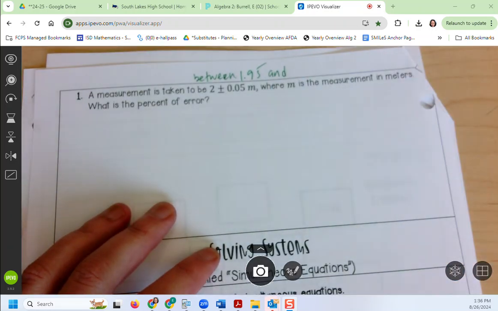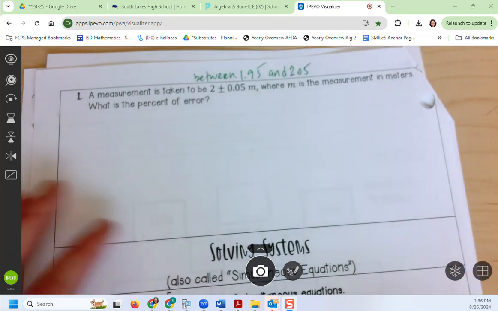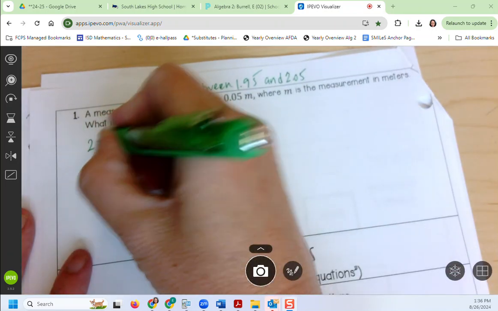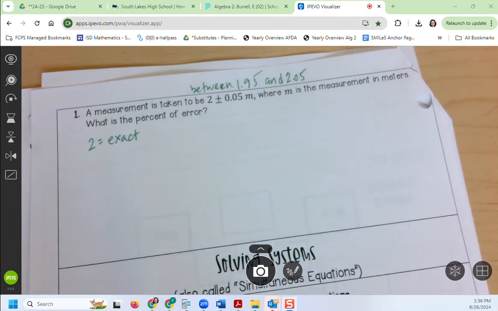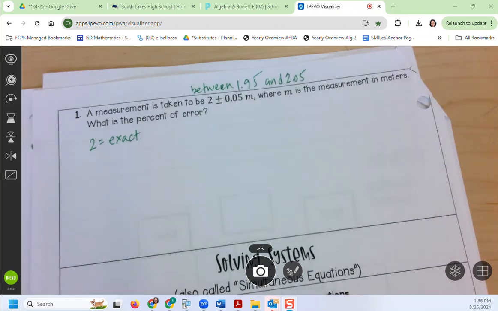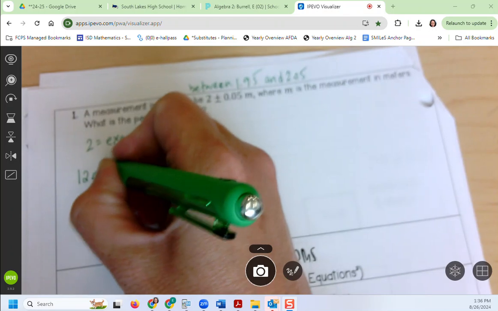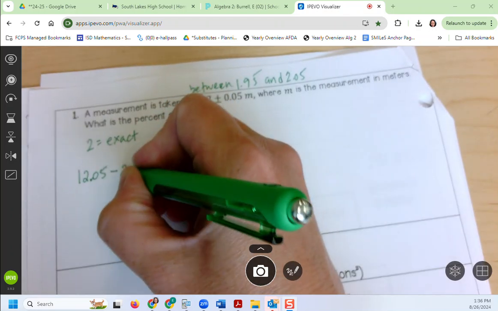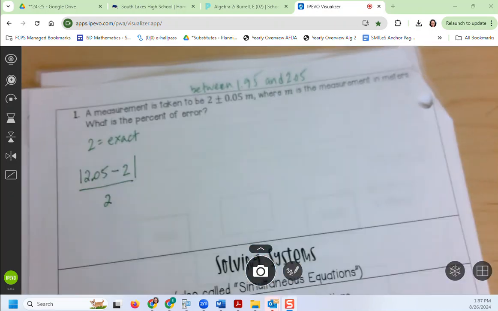If it's 2 plus or minus 0.05, it's going to be between 1.95 and 2.05. All right. So if 2 is our exact value, it actually doesn't matter if we want to use the smallest, 1.95, or the largest, 2.05, for our approximate, because we're going to get the same number when we do absolute value, right? Because they're both 0.05 away. So I'm just going to use the biggest one. 2.05 minus 2 in absolute value, and then divided by your exact 2. All right, and so go ahead and calculate that.